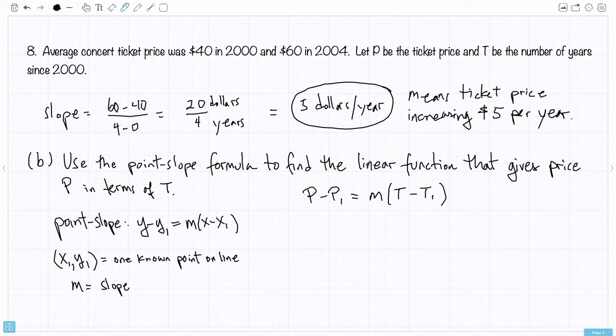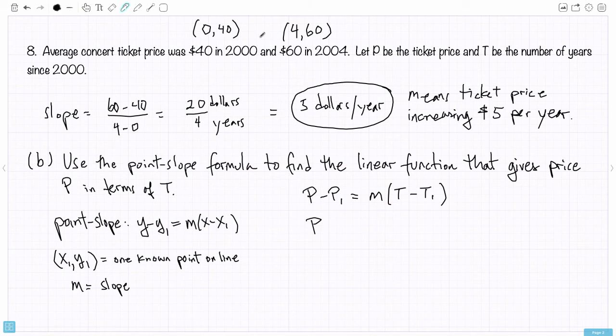It doesn't matter which point. There are 2 points here. I could say that in year 0, the price was 40, and I could call that my T1 and my P1. Or I could use this: 4 years after 2000, the price was 60. Either point will give me the same answer in the end. Let's go with the first one here.